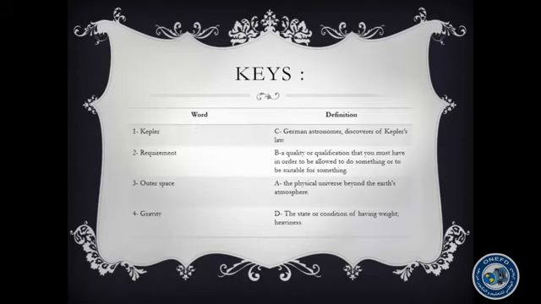As you can see, the first word Kepler is with C. Kepler is a German astronomer. Maybe you know it by the word Kepler's law. And the second, requirement, with B. And the third word, outer space, with A. And finally gravity with D. Good, did you get it? Good, excellent. So let's move on to the next step.